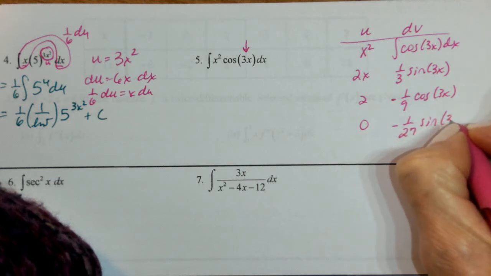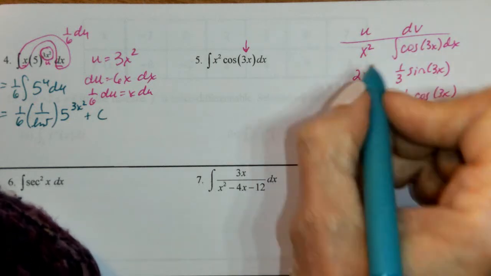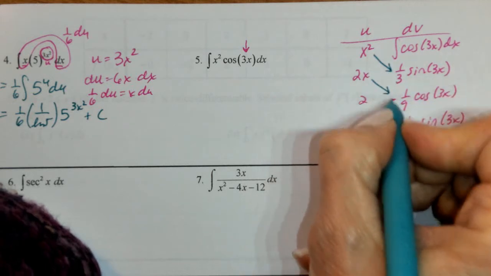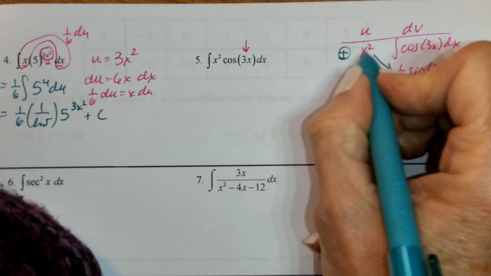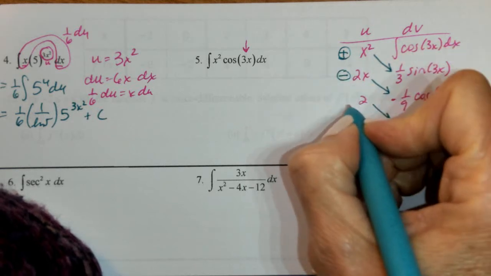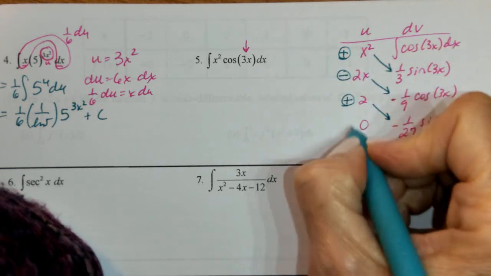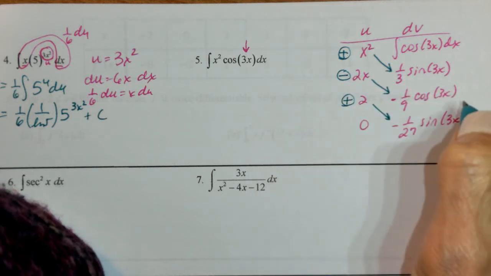Integral of negative cosine is negative sine, so negative 1/27 sine of 3x. Don't forget, we are multiplying these diagonally, and we start with a plus here, positive of the x squared, negative of the 2x, positive of the 2, and we keep alternating that sign as we go down.